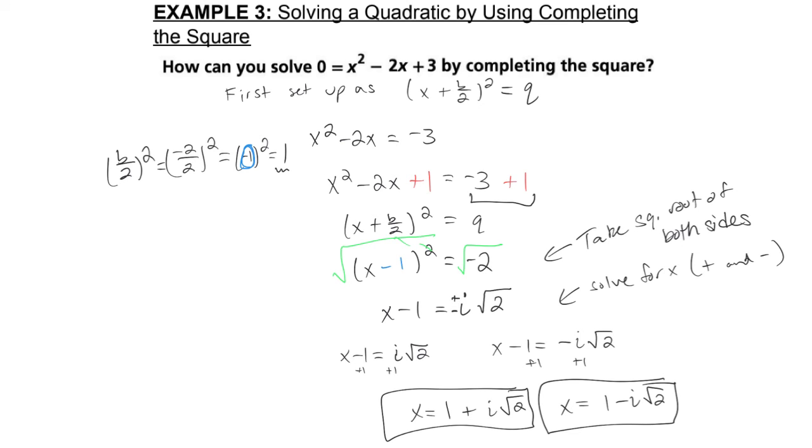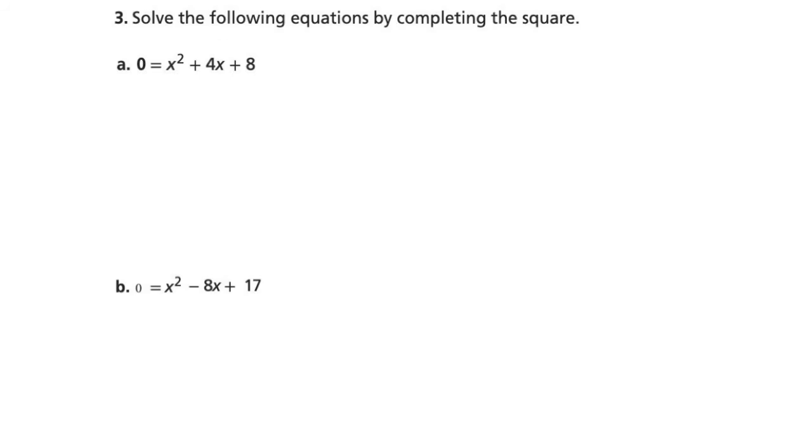All right, those are our two solutions. And again, the i comes from the negative number under the square root. We know we can't take the square root of a negative number, but we know square root of negative 1 we can represent as i from our complex numbers section. So now what I'd like you to do is pause it and try these two on your own, and then I'll show you the solution.